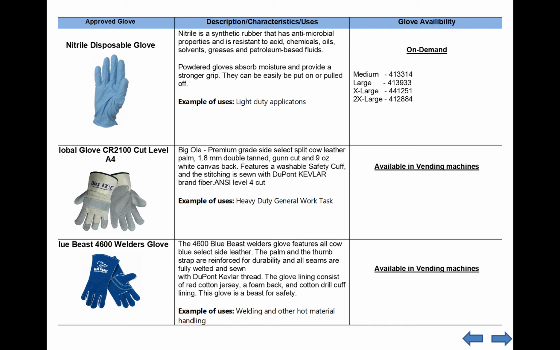The Blue Beast welder's glove has select side leather, and the palm and thumb straps are reinforced for durability. The seams are fully welted and sewn with DuPont Kevlar thread. The lining consists of red cotton jersey, a foam back, and cotton drill cuff lining, making them a beast for safety. They are used for welding and other hot material handling.